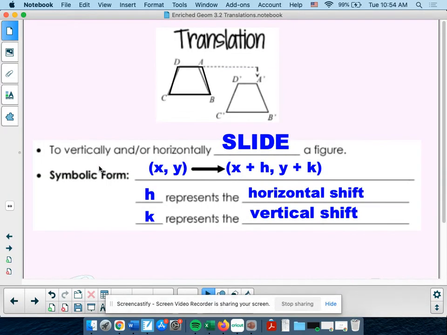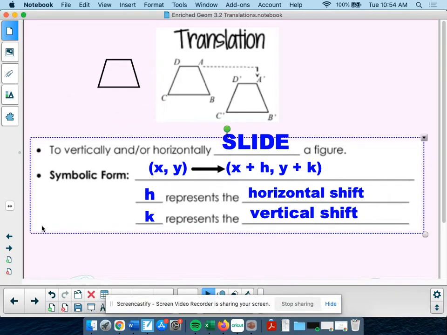Okay, folks, we are doing translations, and all a translation is a slide. You're not changing the shape, you're not changing the way it looks, you're just picking it up and sliding it around on a coordinate grid. That's how you do up, left, right, side to side, whatever.